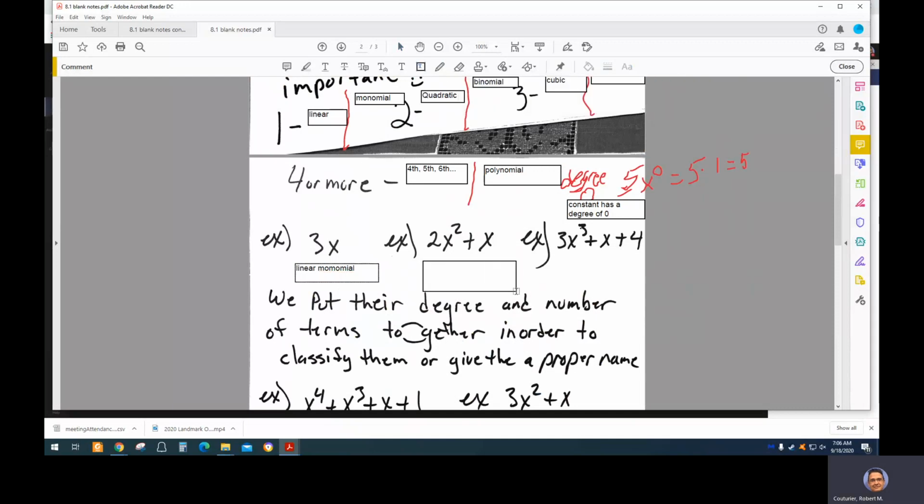This one here, if we look at it, hopefully you have the same answer. Look, the biggest term is here. So this is a degree of 2. This is quadratic. It has 2 terms. So 2, we use that prefix with the bi, like bicycle. Binomial.